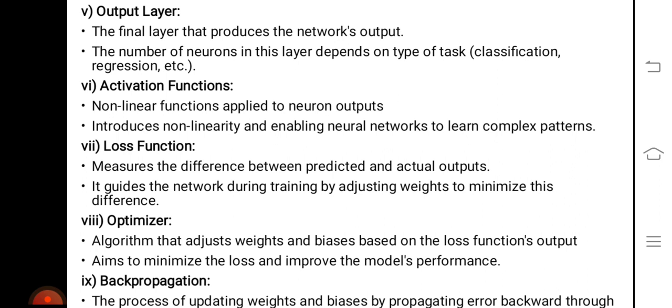Activation function is a non-linear function applied to a neuron's output. It introduces non-linearity, enabling the neural network to learn complex patterns. Sigmoid, tanh and so on are examples of activation functions.